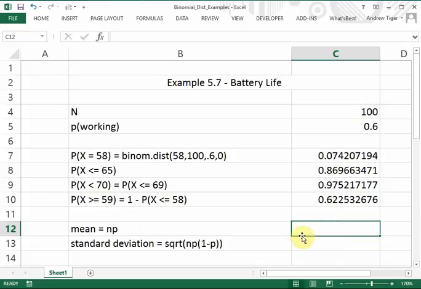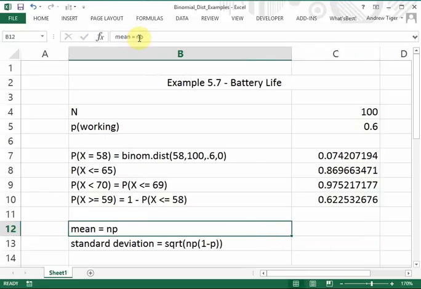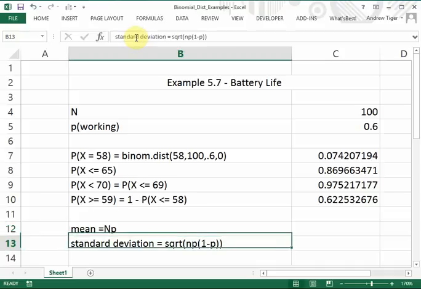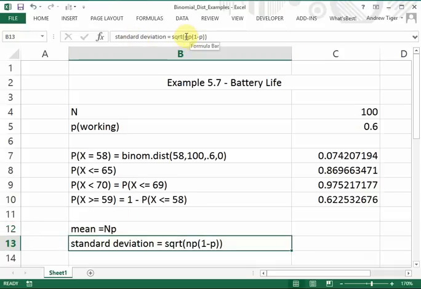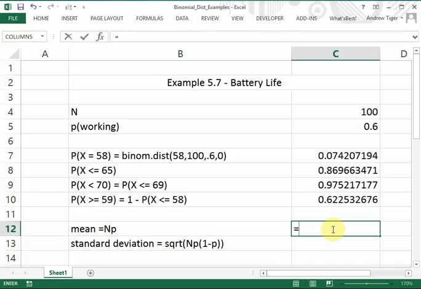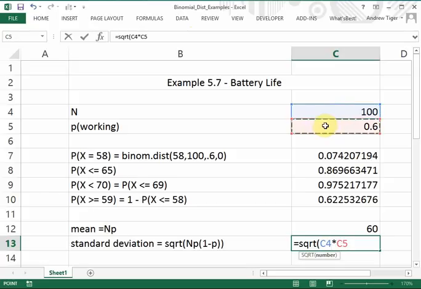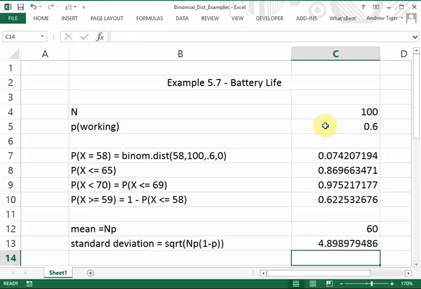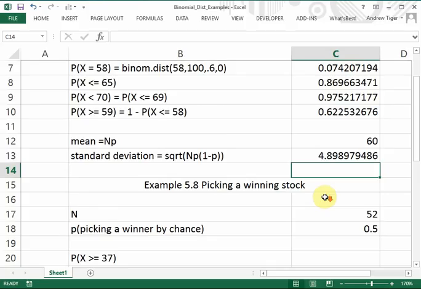To estimate the mean and the standard deviation of a binomial distribution, or there's no estimate, this is what it is. It's equal to how many we chose. Excuse me, this should be uppercase N, and this is also uppercase N. So the expected number that we would have working is this times this. Very easy. The standard deviation is actually pretty easy too. Square root of this times p times, in parentheses, 1 minus p, and close out the square root. That's that. Okay, that's example 5.7, or part of it.